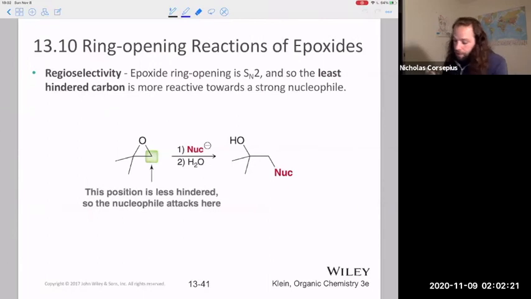Regioselectivity. Okay, so because it's all about nucleophilic attack on these carbons, it's going to be an SN2 style ring opening, and it's always going to occur on the least sterically hindered carbon. So these are going to be regioselective ring opening reactions where the less sterically hindered position is what's going to get the new nucleophile, right? So this gets the new nucleophile, which means that the more sterically hindered carbon is what's going to get the OH group.